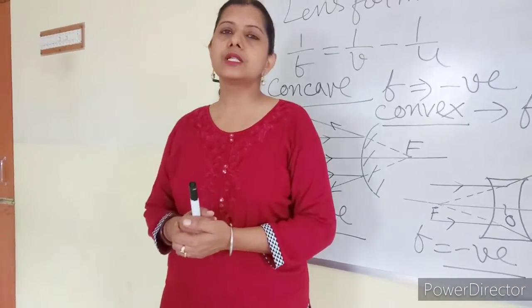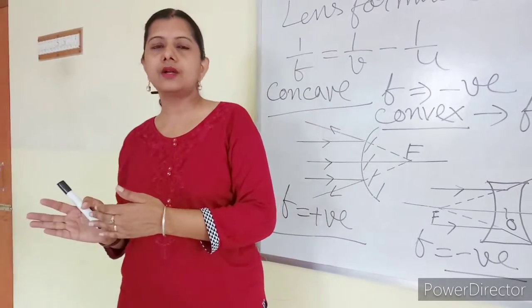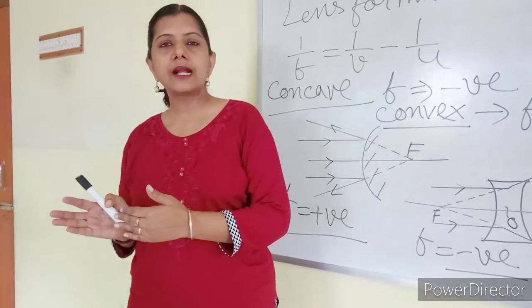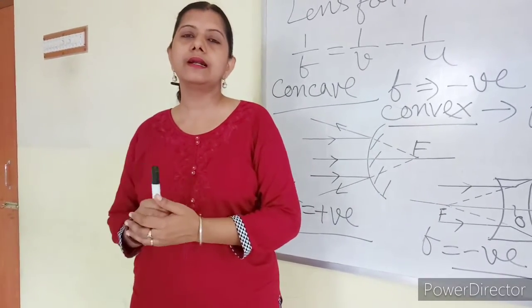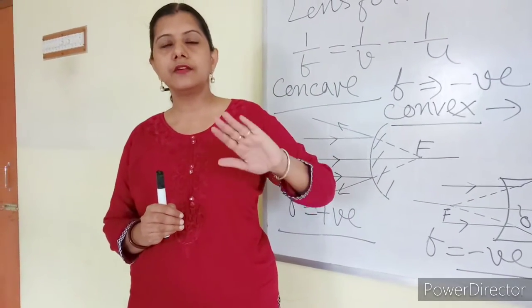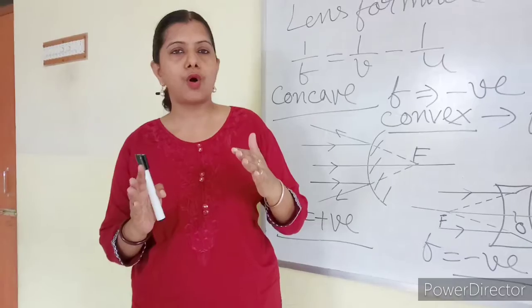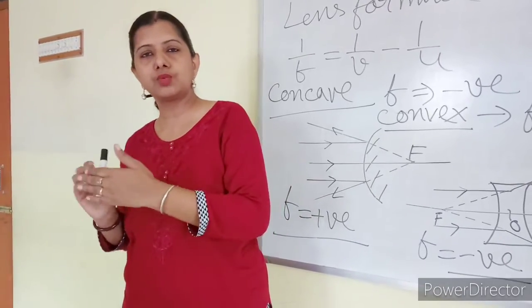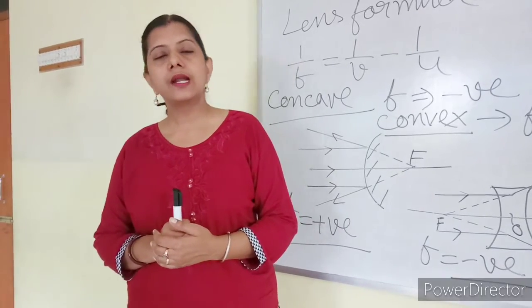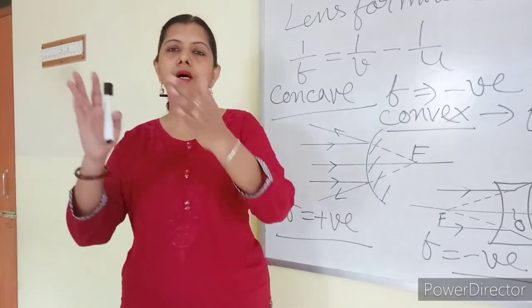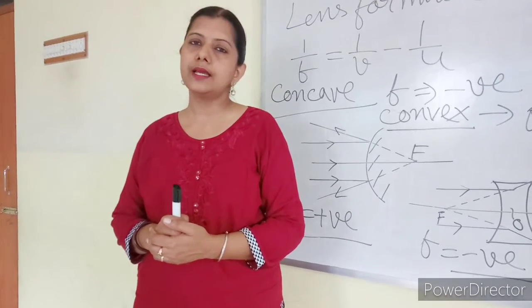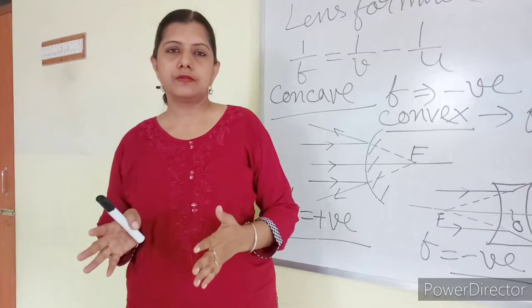If the image is formed on the same side as the object in the case of a mirror, then that image distance, that is V, I will take as negative. In the case of a mirror, if the image is formed on the same side where the object is, it is taken as negative. And if the image is formed on the opposite side, behind the mirror, then I have to take it as positive.